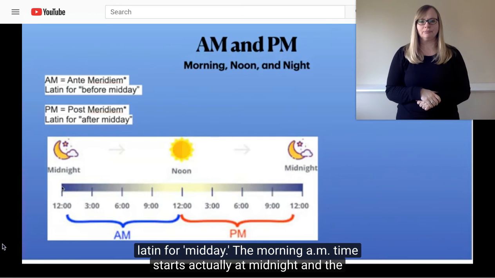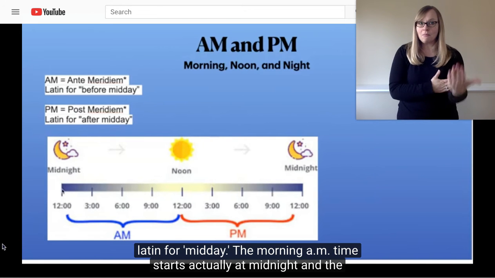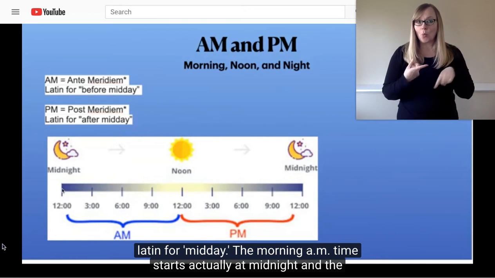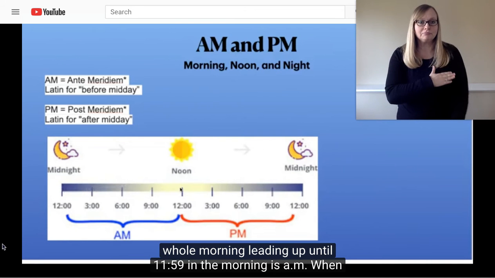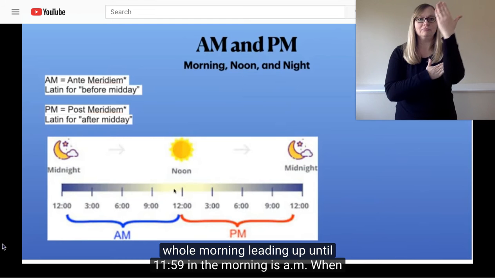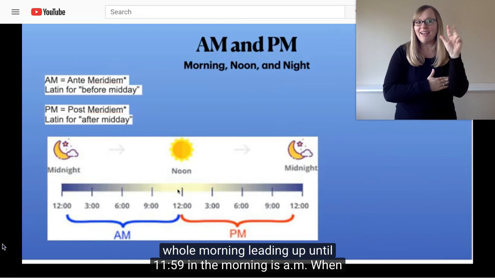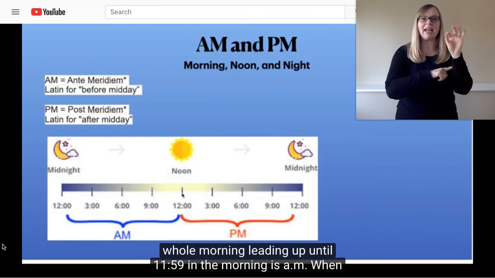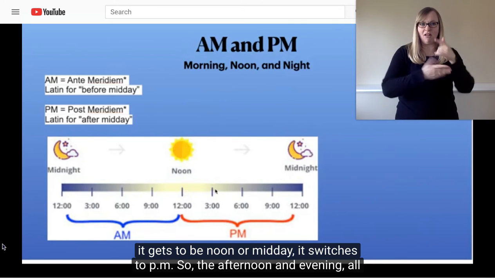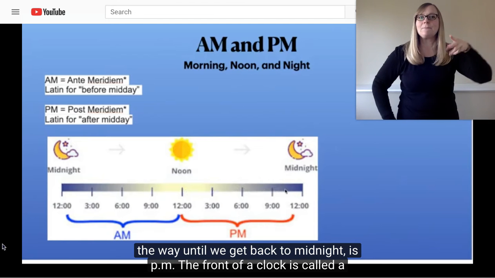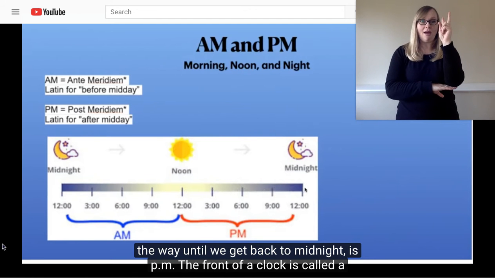The morning AM time starts actually at midnight. And the whole morning leading up until 11:59 in the morning is AM. When it gets to be noon or midday, it switches to PM. So the afternoon and evening, all the way until we get back to midnight, is PM.